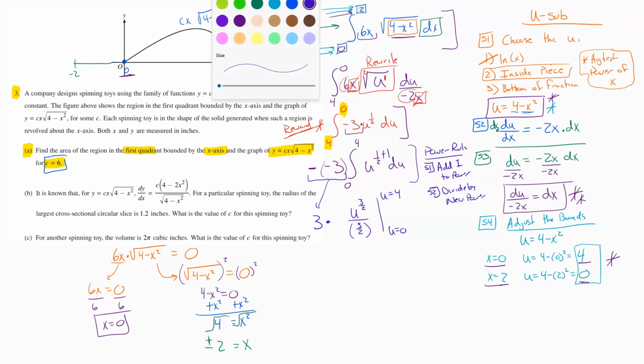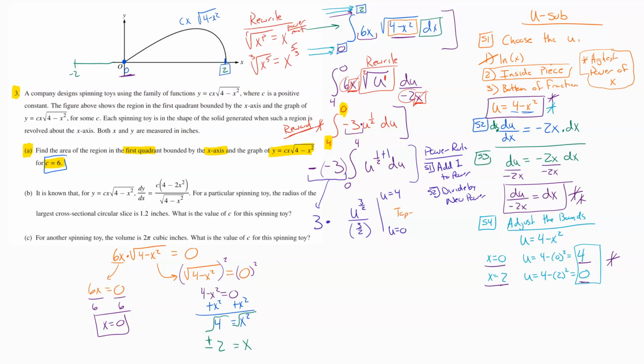And now I just do what I call top minus bottom. I'm going to take the top value, plug it in, and then subtract off the bottom value plugged in. The whole thing is going to be multiplied by 3. So that 3 is multiplied by all this math. So make sure that you do the math for the top minus bottom separately and multiply it by a 3 at the end.